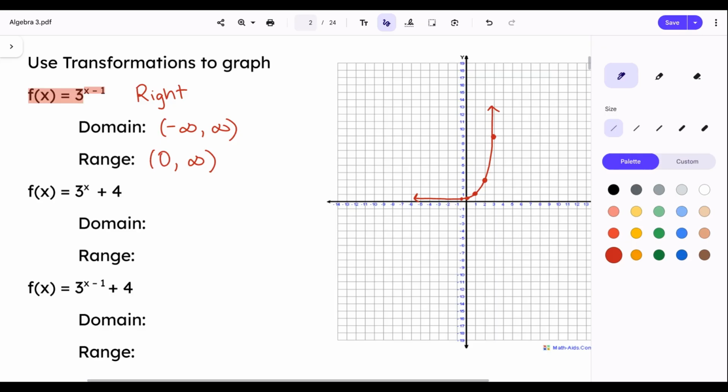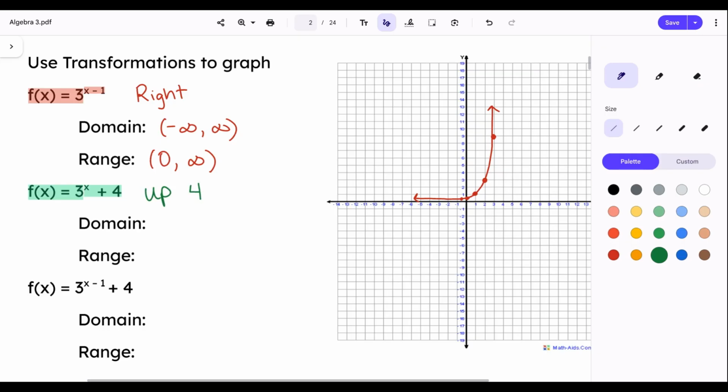All right, now the next one's a little bit different. This one is saying 3^x + 4, but this time the 4 is on the outside of the exponent. It's not up with the x anymore. So this is going to cause it to go up or down. If it's plus 4, what direction do you guys think it went? Good, this means it goes up 4.